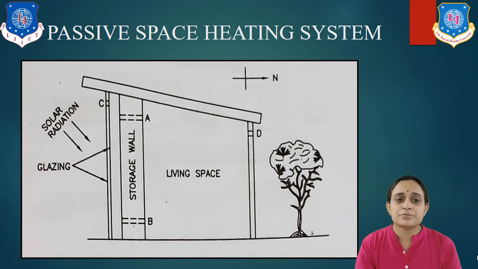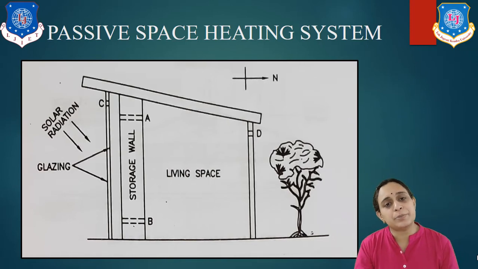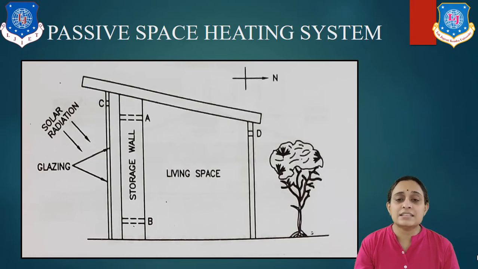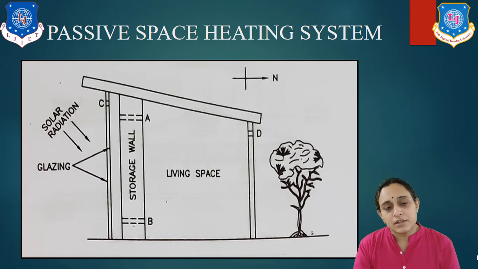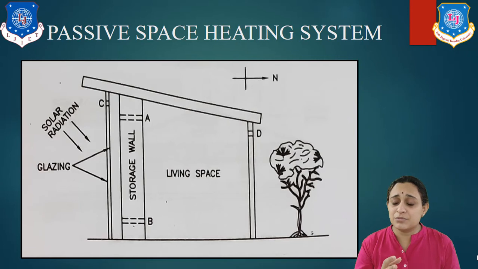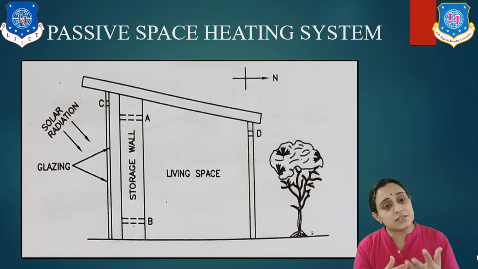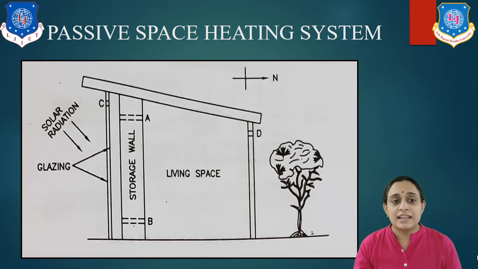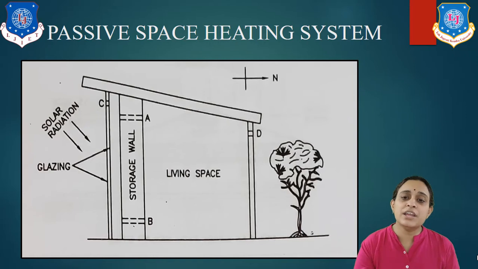Now it is the passive space heating system. As you see in our diagram, it represents the passive space heating system. Passive means not active. Whatever we have studied earlier is active. In this case, we use the passive system. The passive space heating system does not have any moving parts like an air blower or water pump. It works on the principle of heat transfer, such as conduction.